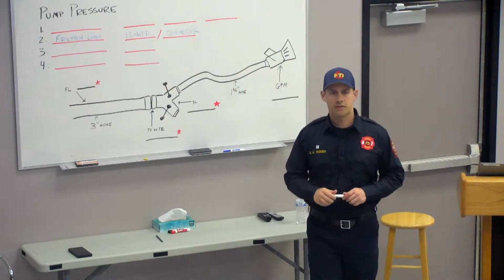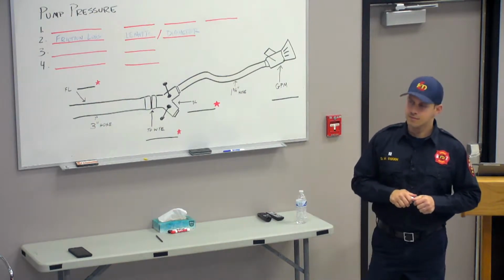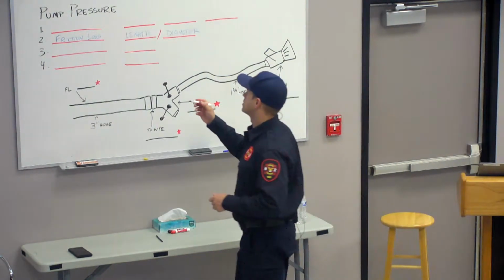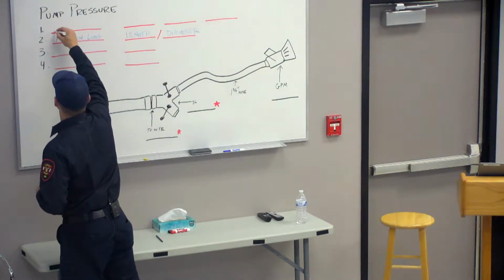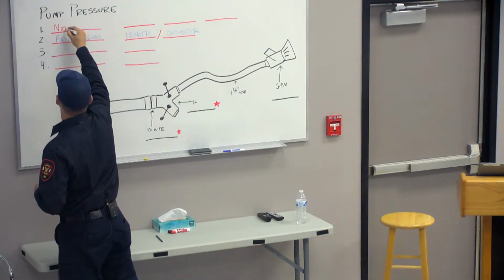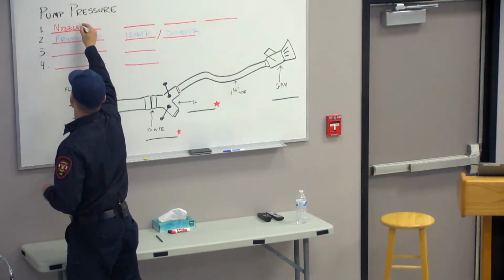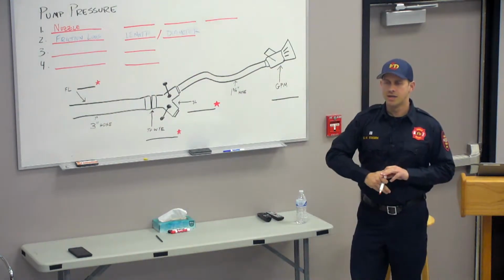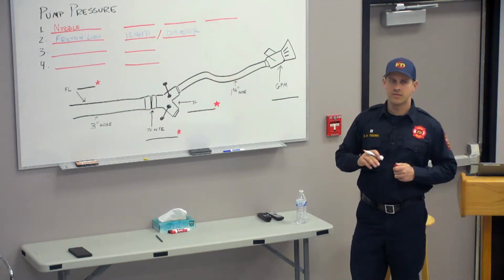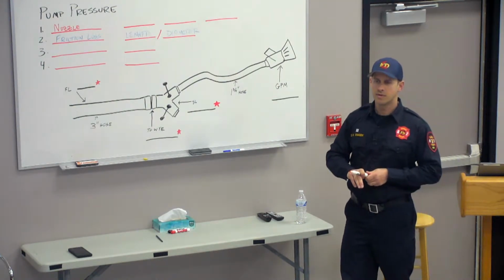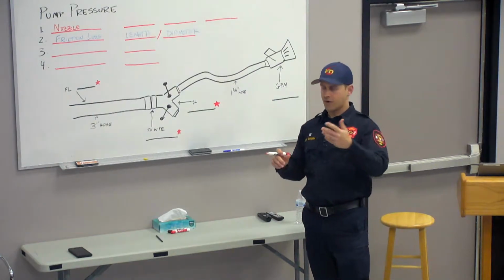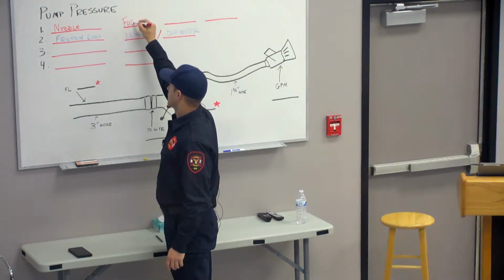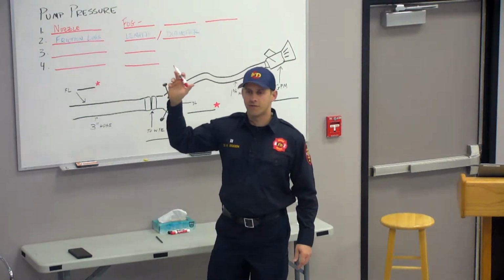All right, what else? GPM. Nozzle. Type of nozzle. So what are three nozzle types that we would have set pressures for? What's on the hand line? Fog? Straight? Okay, hold on, slow down. So we got a fog. What's the set pressure for that?